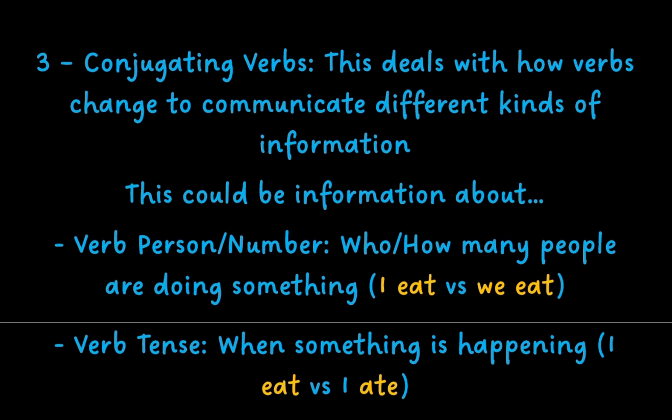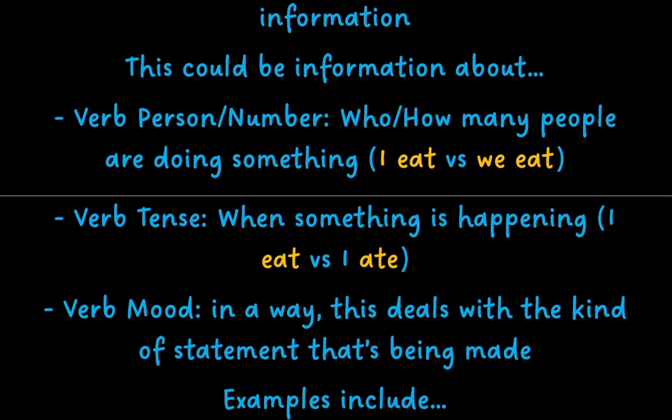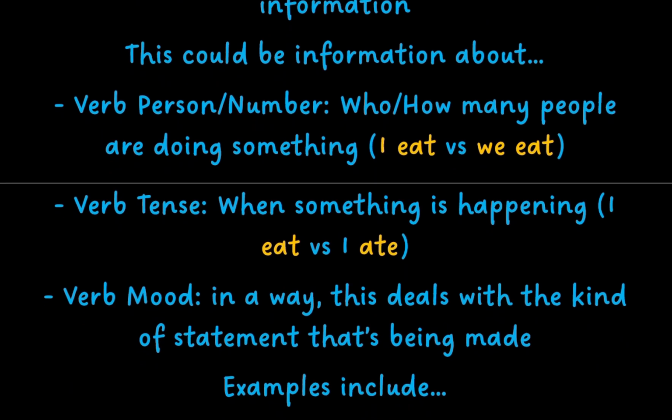Third, conjugating verbs. This deals with how verbs change in order to communicate different kinds of information. This could be information about the verb person or number, and that deals with who or how many people are doing something. For example, I eat versus we eat. It also deals with verb tense, which focuses on when something is happening. For example, I eat versus I ate.